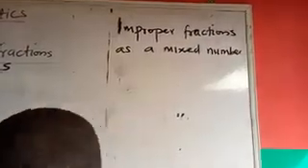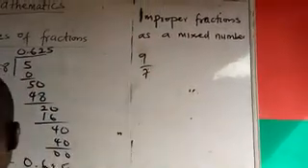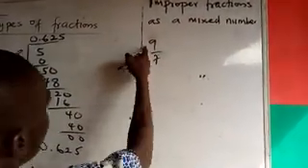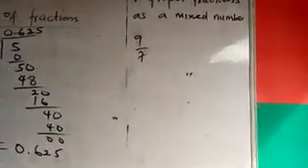Mixed number. Okay, let us see how we can do that. Now, the first one there is 9 over 7. Let us see how we can convert it to a mixed number. Can 7 people share 9? Let us see how we can do this.